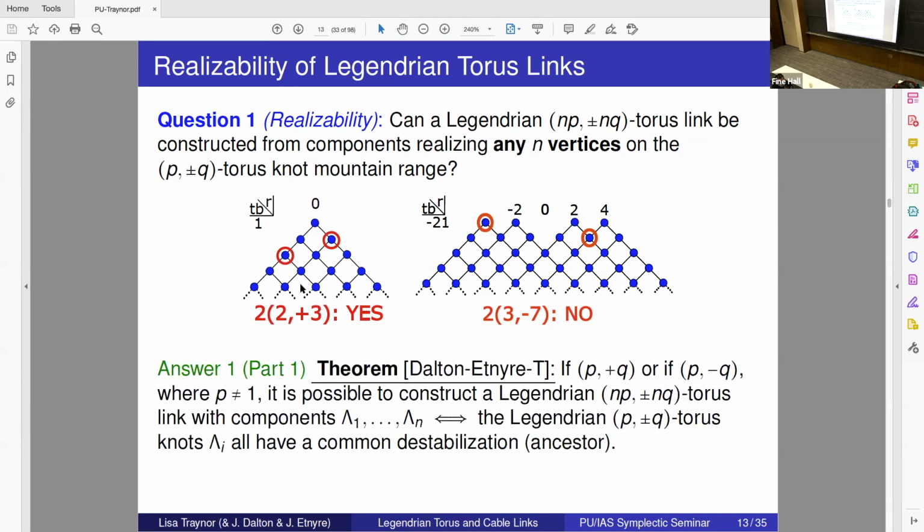And so the theorem says that if you choose 2 vertices, you can realize this NP-NQ if and only if the 2 vertices have a common ancestor. Ancestor just means go up, left or right up. Here they don't have a common ancestor. These ones do, but these ones don't. But on the positive side, you can see that you always will, because everyone has the same ancestor. If I take those 2 pieces, those 2 components could realize, you could construct a torus link using those 2 components.